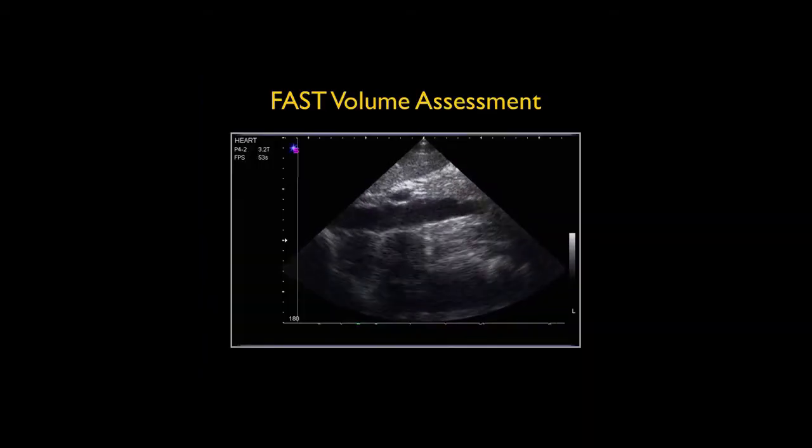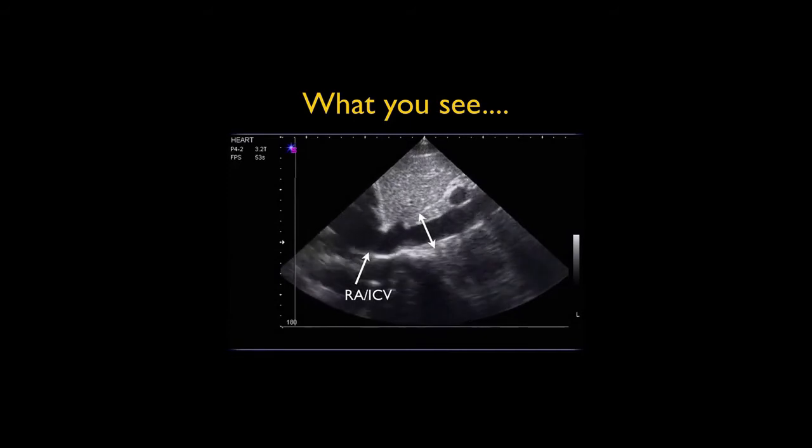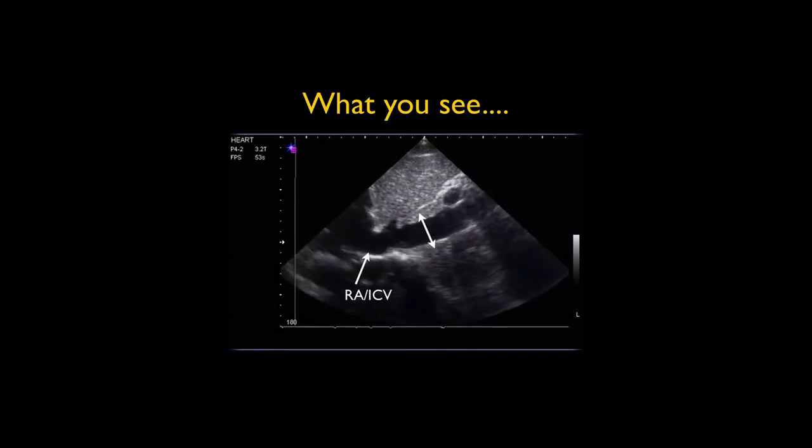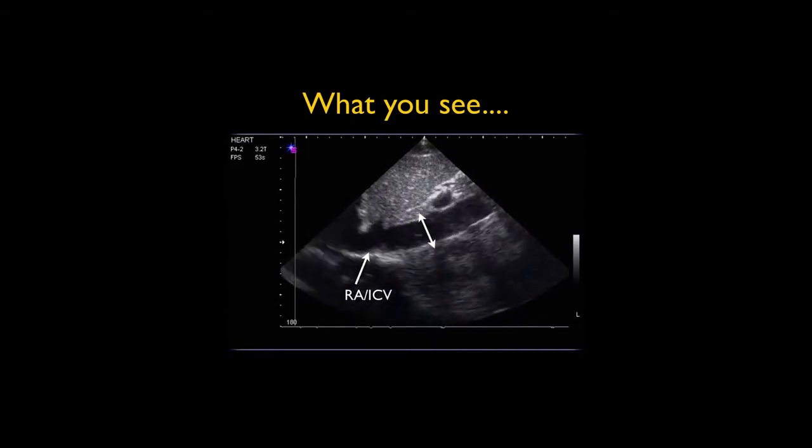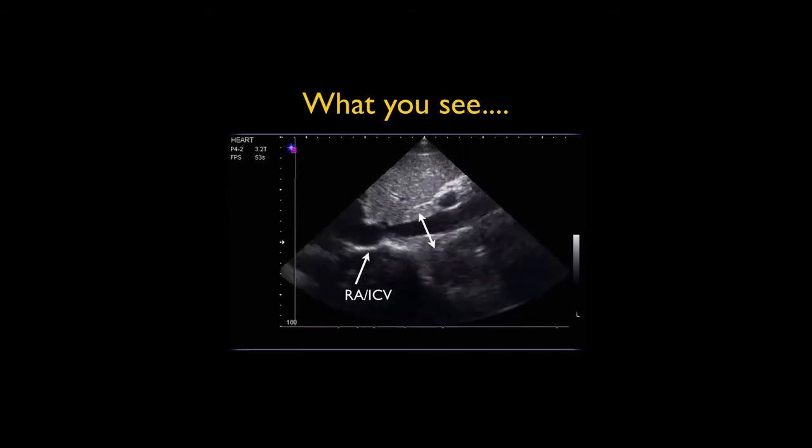Now, where are we measuring from? We're measuring approximately 2 to 3 centimeters distal to the RA IVC junction. The site at which I tend to measure is indicated by the double arrows.